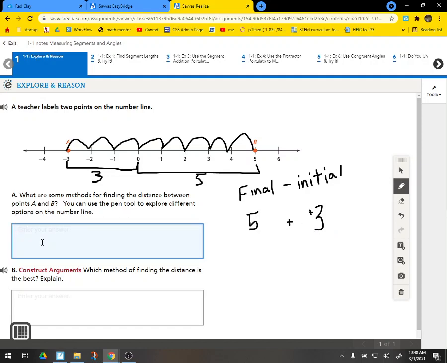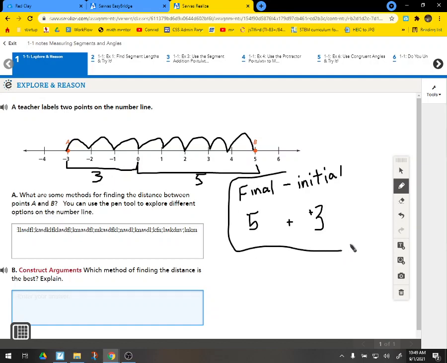Regardless though, you should be writing something down in here. Don't write that. Write actual words. Which one's the best? And I'm not going to lie, I don't think any one of those methods is better than the other. They're all useful in different circumstances. Sometimes counting really is the most convenient way. Sometimes finding what we would call the absolute value of each and adding them up is the most useful way. It really depends on the situation.